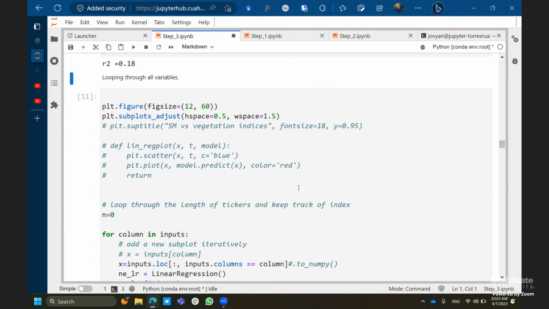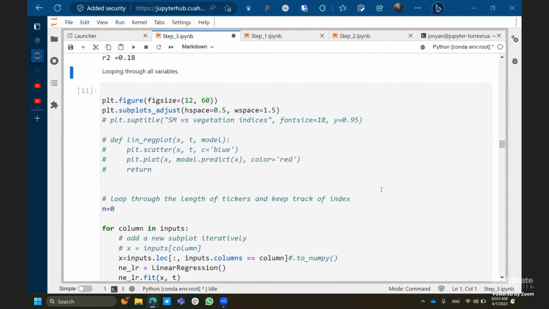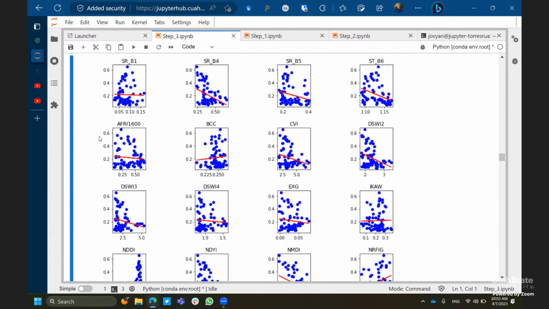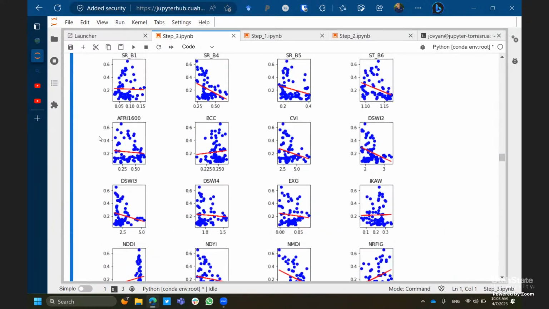Now, which of those variables can predict soil moisture? So in the next cell, we're going to iterate one by one over all those 7 bands to see if I get better statistics than using one vegetation index, or the one that we chose. And here they are. Vertical axis soil moisture, and you have band 1, band 4, band 5, band 6. There is no correlation there.